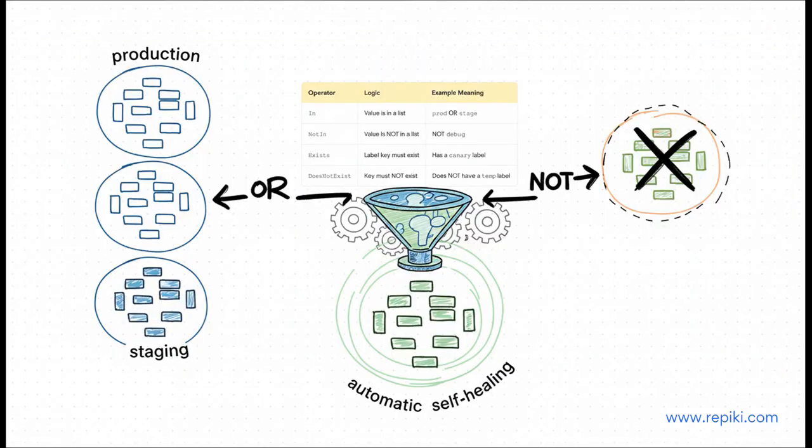And we're not talking about simple craft glue here. This selector is really sophisticated. It uses set-based logic, so you can make some pretty complex rules. For instance, you could tell it to manage all pods that are in production or staging, but, and this is key, to specifically not touch any pods that are marked for debugging.